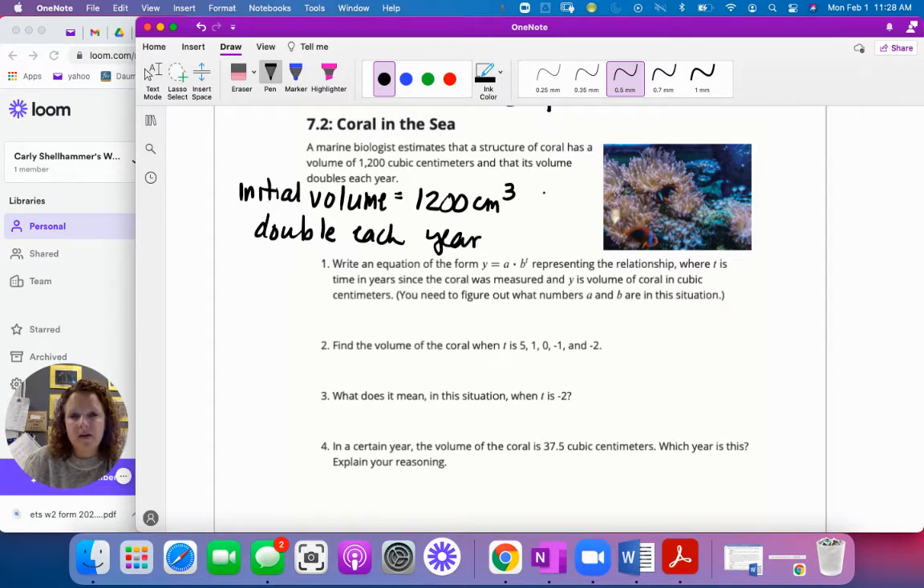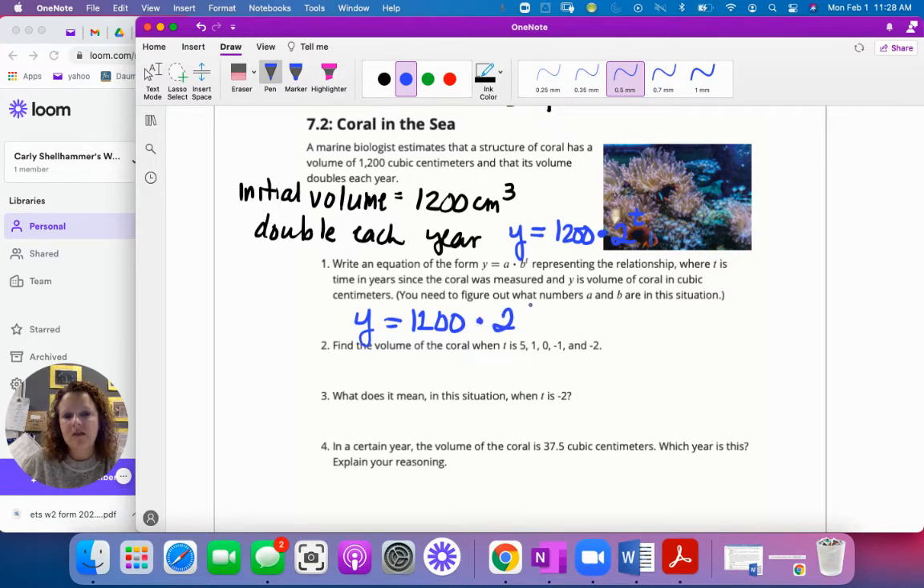So we've learned how to write these equations. Basically, we would have, I don't know what variables to use yet. So right now I'm going to do initial volume times 2 to the t, all right? And here it says in number 1, write an equation in the form y equals a times b to the t, representing the relationship where t is time in years. Okay, sorry. A is your initial amount, which in this case is 1,200 centimeters cubed. We are doubling, so it's times 2 to the t, all right? So A is your initial amount, and B is your factor.